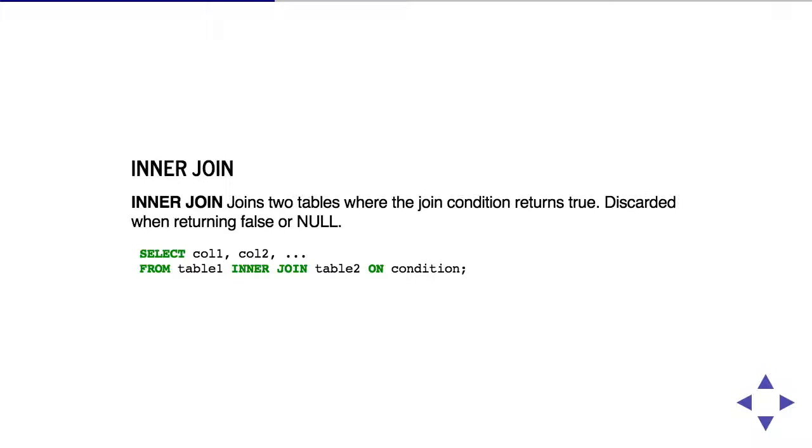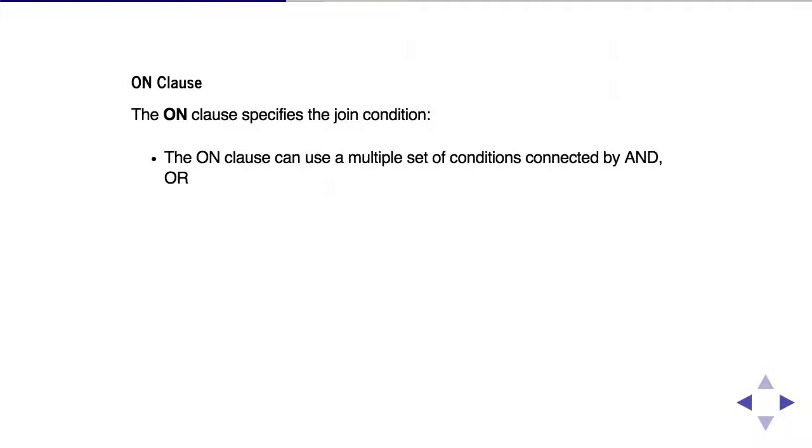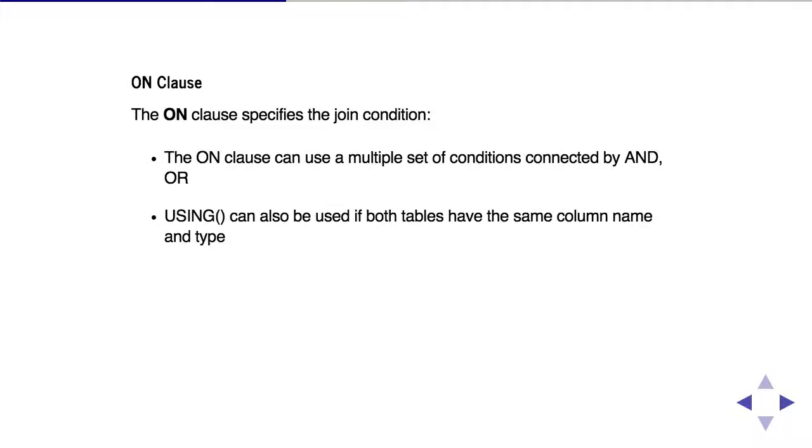We're basically on where we have some condition where, when that's true, we join up that row with that other row from another table. So in the ON clause, we can specify the join condition. We can even have a set of multiple conditions connected by AND or OR. If we have columns with the exact same name, we can use USING, in which case it joins them when they're equal.